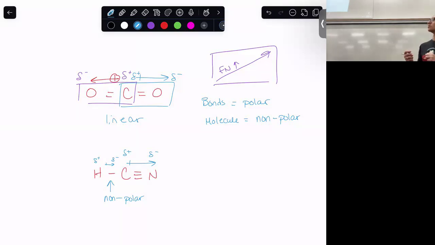All right, so for our bonds, we again have a polar bond. And now what happens for our molecule? What's our shape here? Right, your shape is still linear. But do our dipoles cancel out this time?